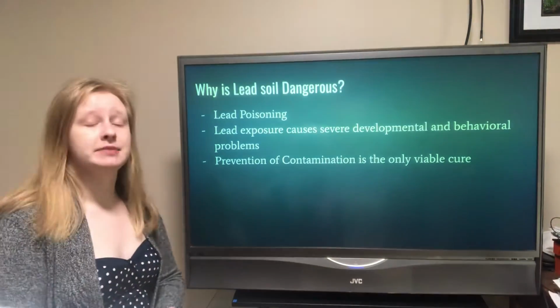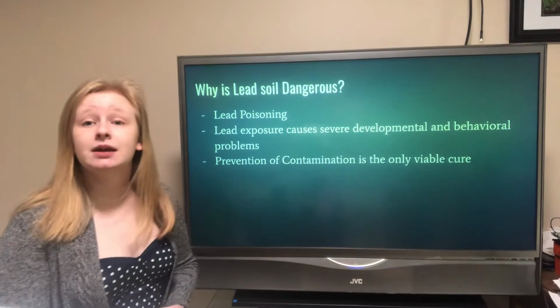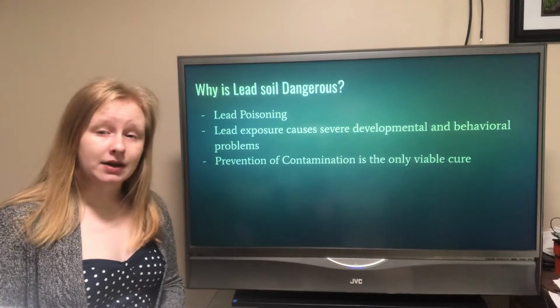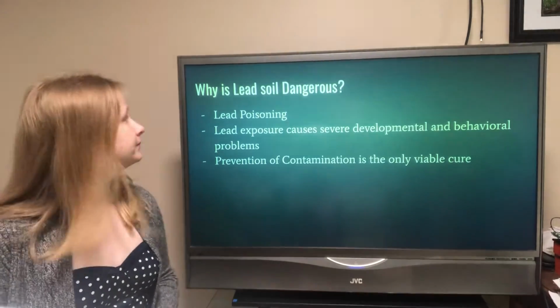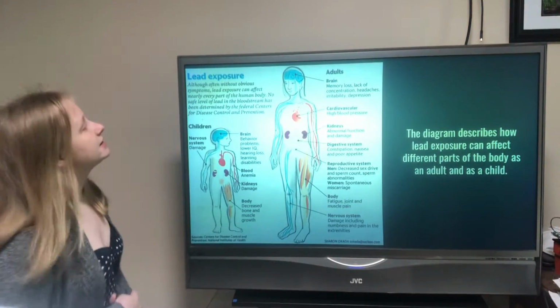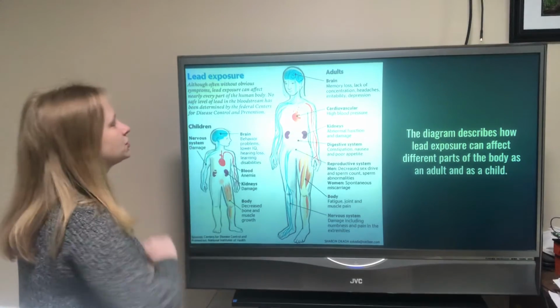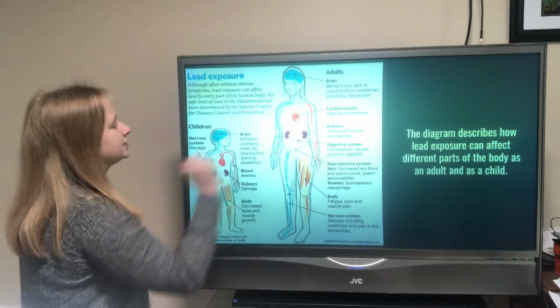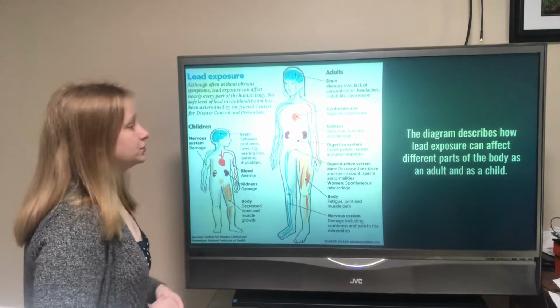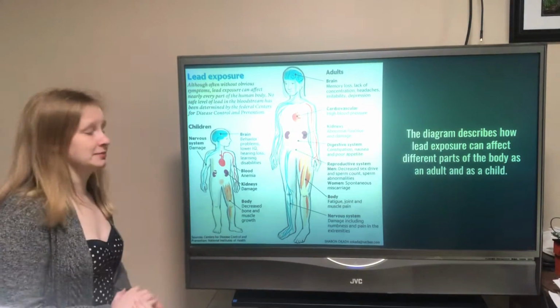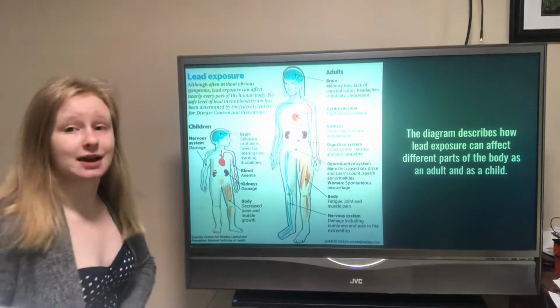And prevention of contamination is the only biomarker. This is because once lead enters your body, it is near impossible to remove, meaning that it will stay with you for the rest of your life. Lead exposure in this graph is shown and how it affects children and adults. It's not only a disease that can affect your brain, but also your kidneys, your reproductive system. Your entire body is at risk.